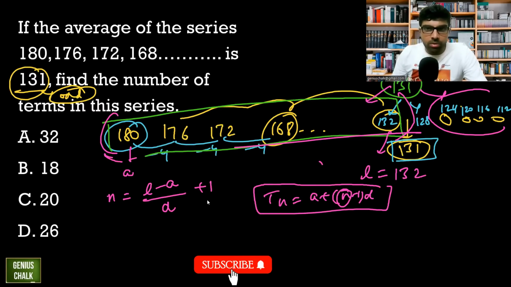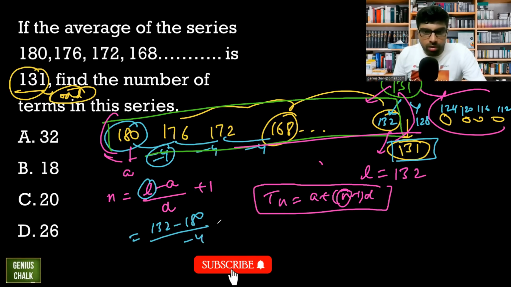L means last term. You can take reverse also, a this or d this. So if L you are taking this, so 132 minus 180. In this case, the difference you will take is minus 4. So how much is this? It is 48 by 4, minus minus cancel. So this is 12 plus 1, 13 terms.